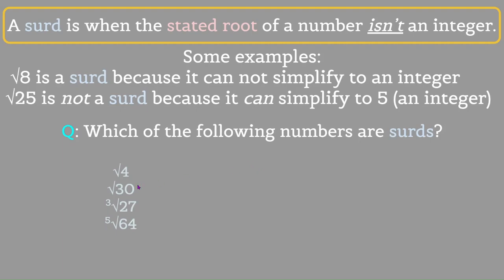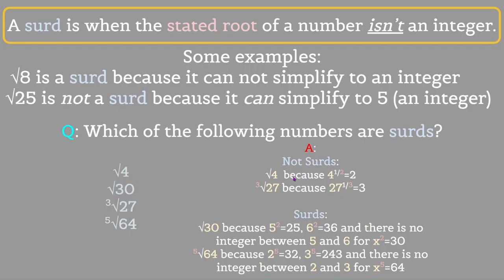So the answer here, let's just take a look. The square root of 4. This one you might be able to tell just by looking at it, right? We know 2 times 2 is 4, so 4 would not be a surd, right? 4 to the 1/2 is 2. 2 times 2 is 4. I think I mentioned this one earlier. The cubed root of 27 is not a surd because 3 times 3 times 3 is 27, right?